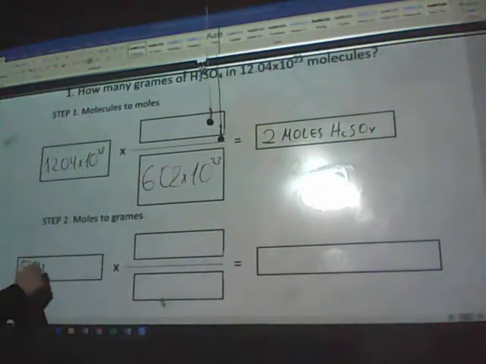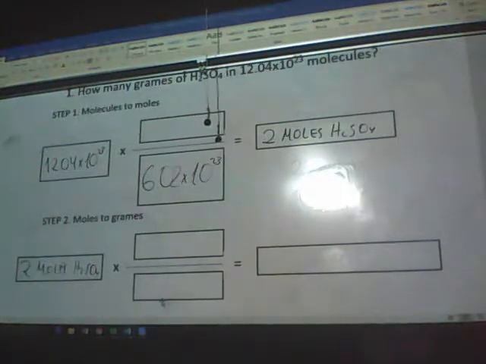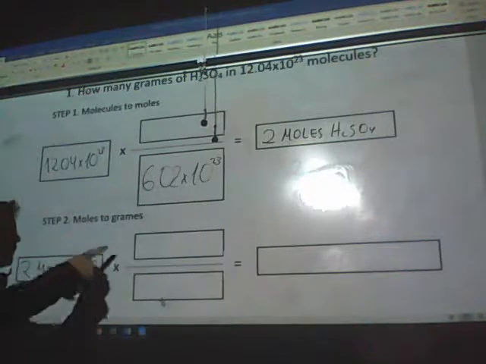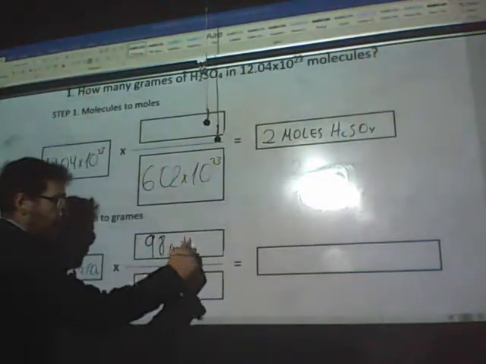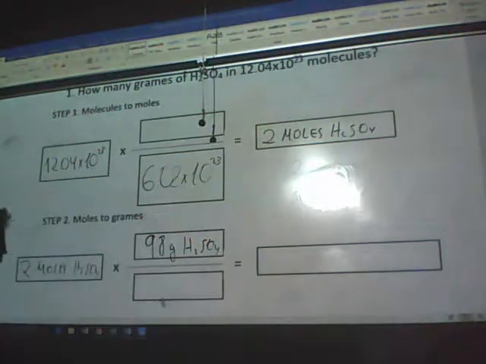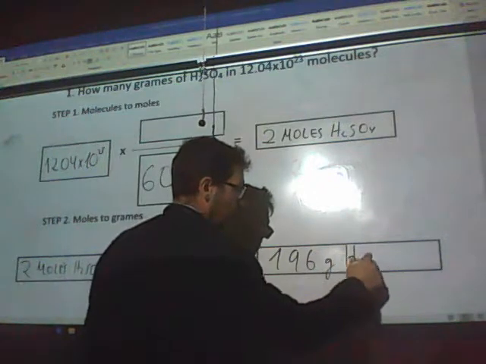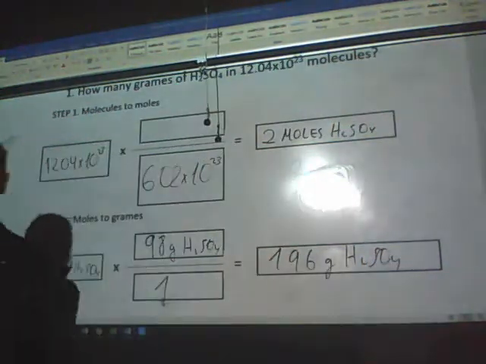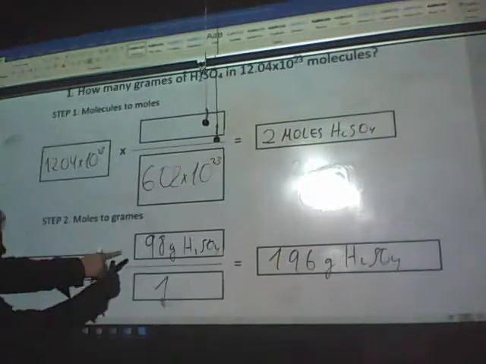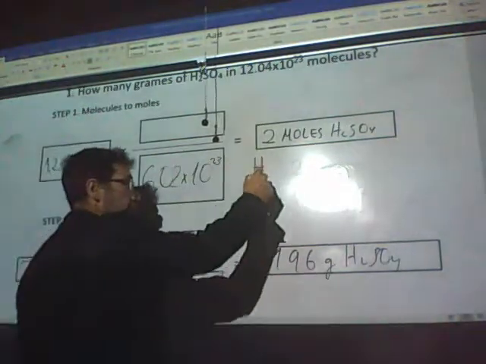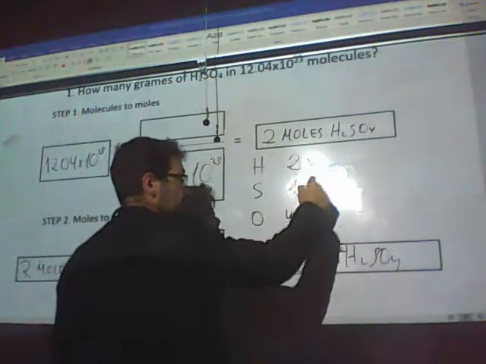And when you've got the moles, you have to multiply by the molecular mass of sulfuric acid, that is 98, okay? Remember, to calculate the molecular mass, you have to do this table. 2 hydrogens, 1 sulfur, 4 oxygens.